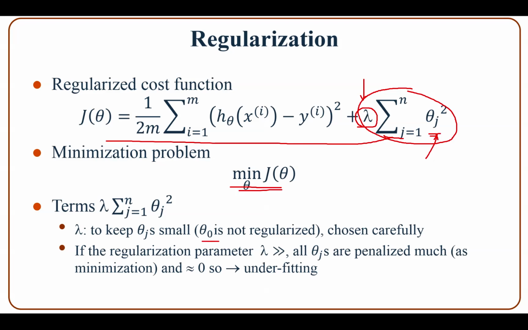And note that we don't do regularization with theta naught. And if lambda is chosen too large, then all the parameters are penalized very much and are approximately equal to 0. So this may lead to an underfitting problem.